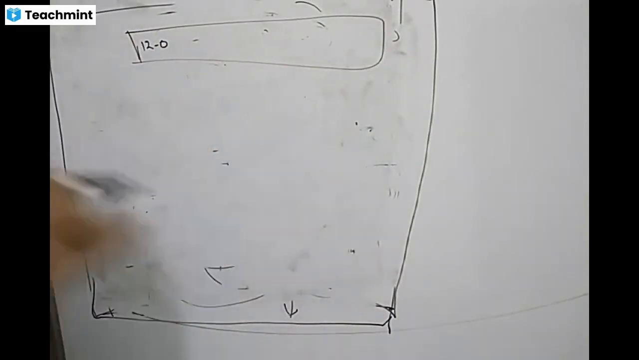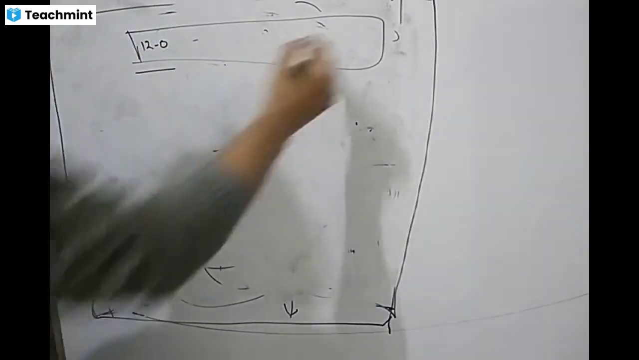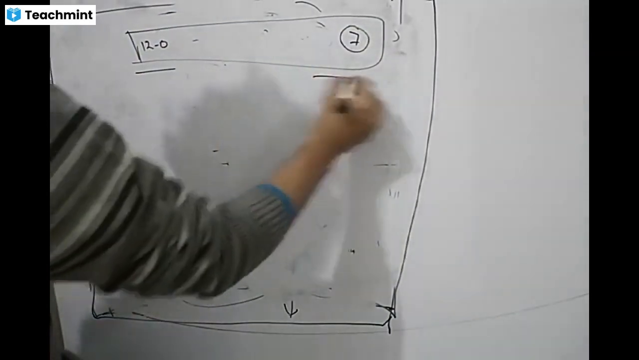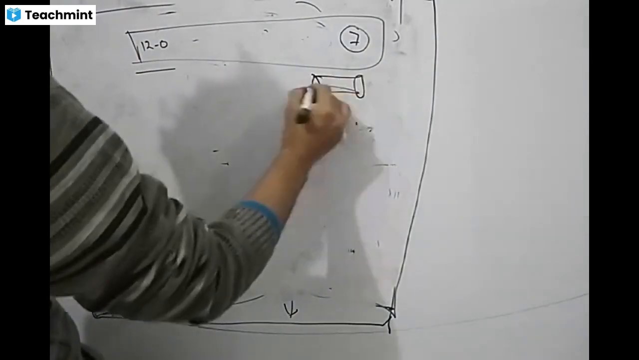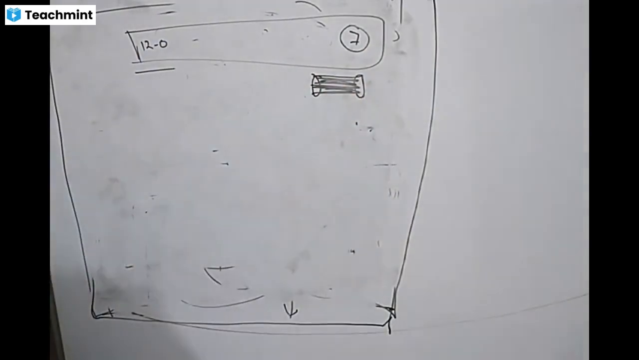Here the zeros are the smallest, the thinnest fiber, and here is number 7. That is your thickest fiber. This is the thickness. Number 7.